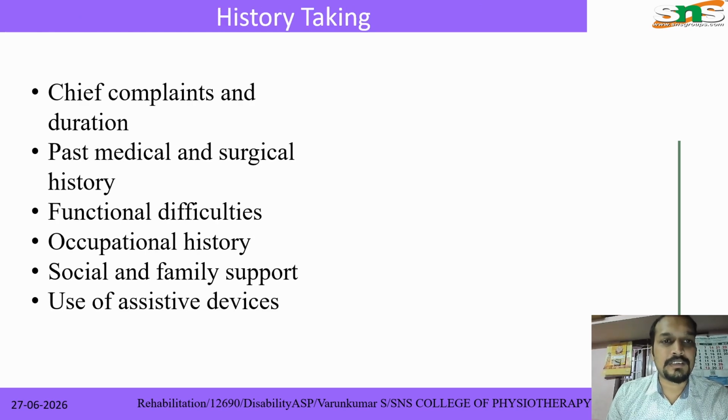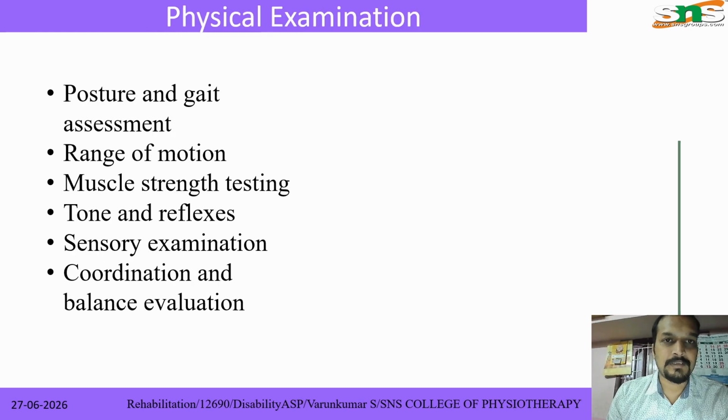In history taking, we start with the chief complaint, duration, past and surgical history, functional difficulties, occupational history, social and family support, and whether they are using assistive devices or not. In physical examination, we go with posture and gait assessment, range of motion assessment, muscle strength testing, tone and reflex examination, sensory examination, and then coordination and balance evaluation.